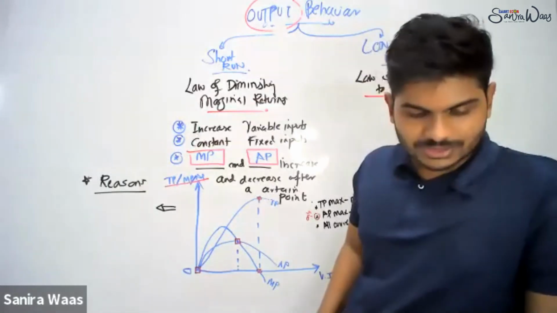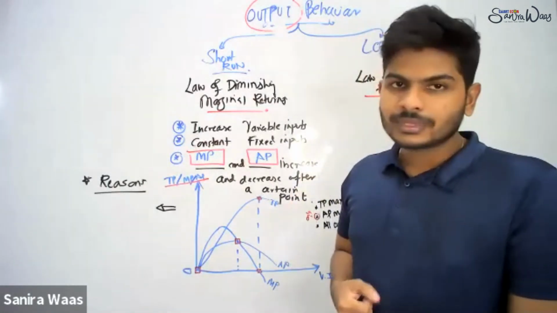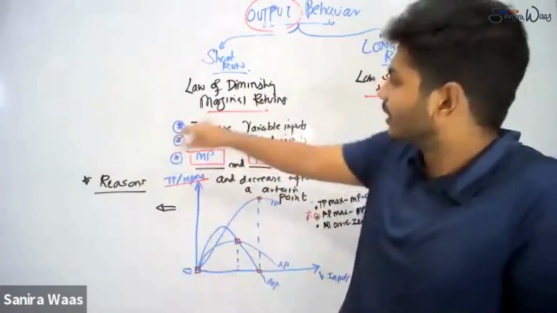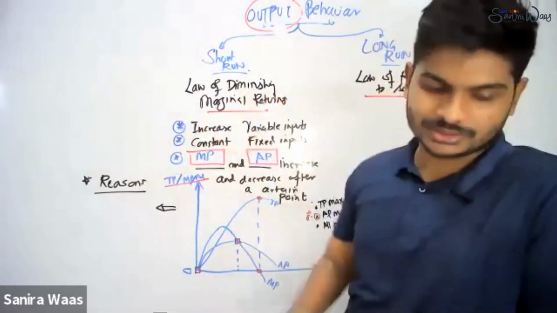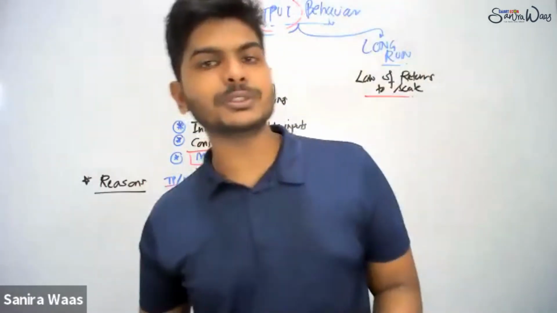Yes, use of resources, a specific reason. You can call this one short-run variable inputs and fixed inputs. Yes, it's simply because we use variable inputs and fixed inputs, but what's the reason?